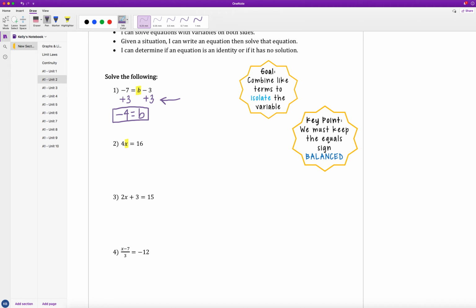Okay, to get that x by itself, I have to get rid of the 4, and since the 4 is being multiplied to the x, I divide by 4, so the 4s cancel out and I'm left with x equals. Now to keep the equation balanced, whatever I do to the left side, I have to do to the right side as well. So 16 divided by 4 reduces down to 4. And we have now solved it.